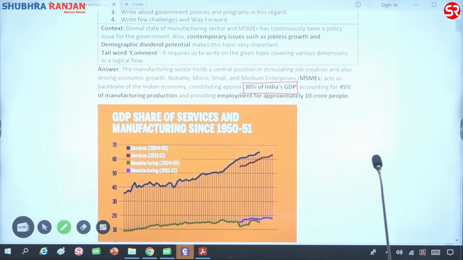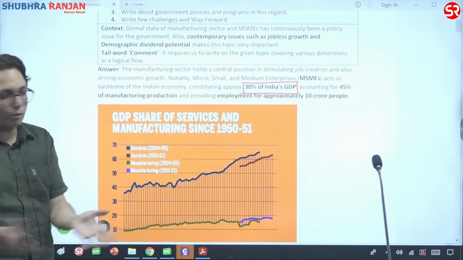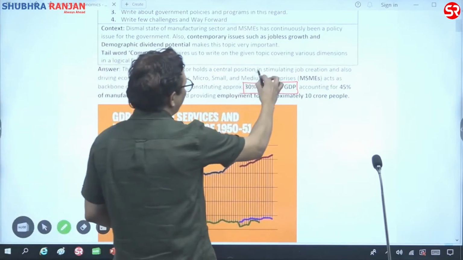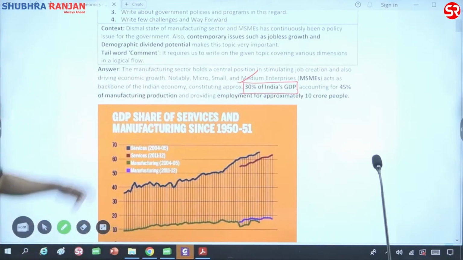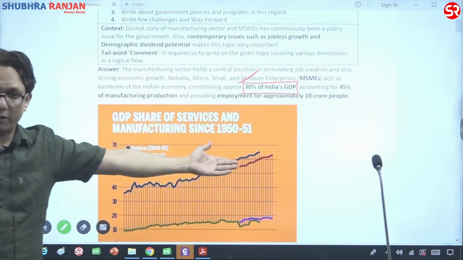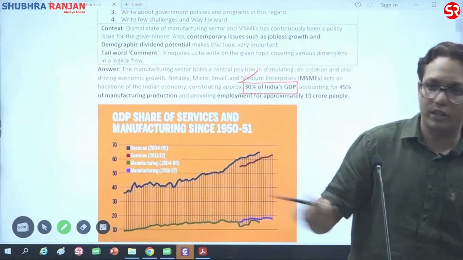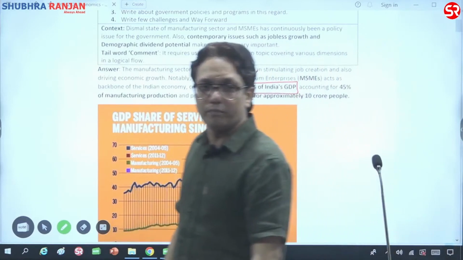Right? So MSMEs, whether it is manufacturing sector MSME or services sector MSME, we take them both. They are contributing 30% to India's GDP, 45% to manufacturing production, and employ approximately 10 crore people. Three facts we remember about MSME, put them in the introduction. Introduction is done and dusted.